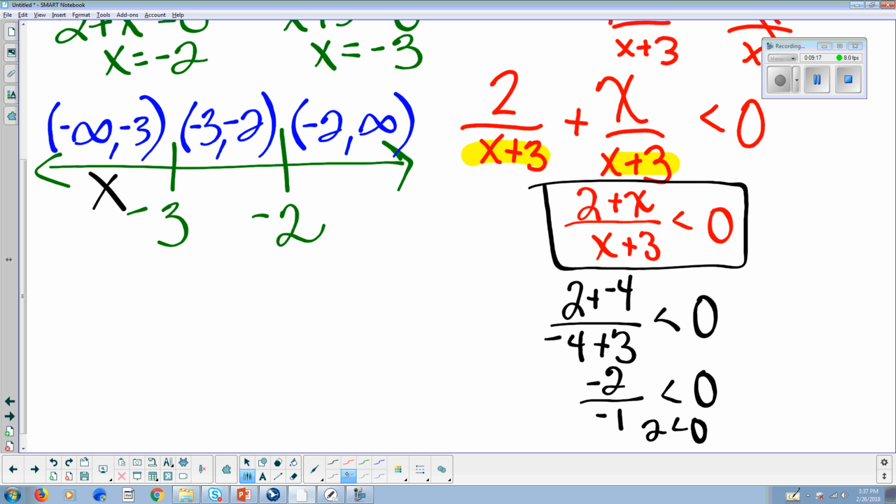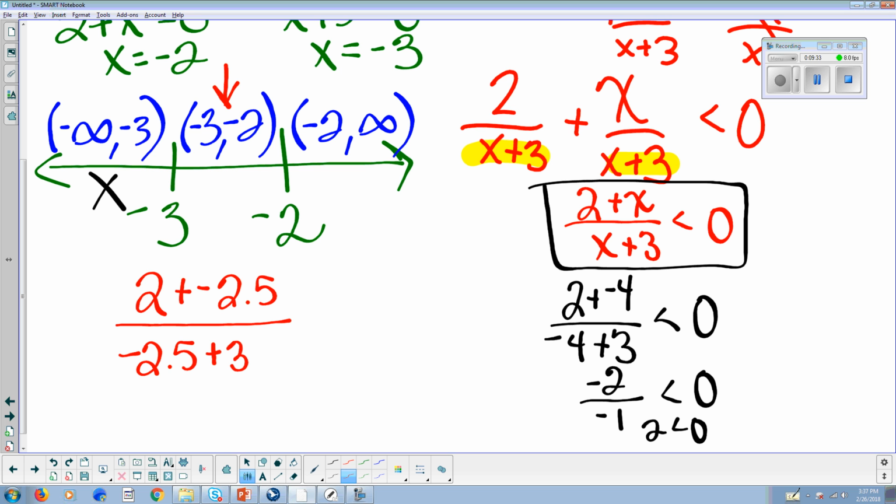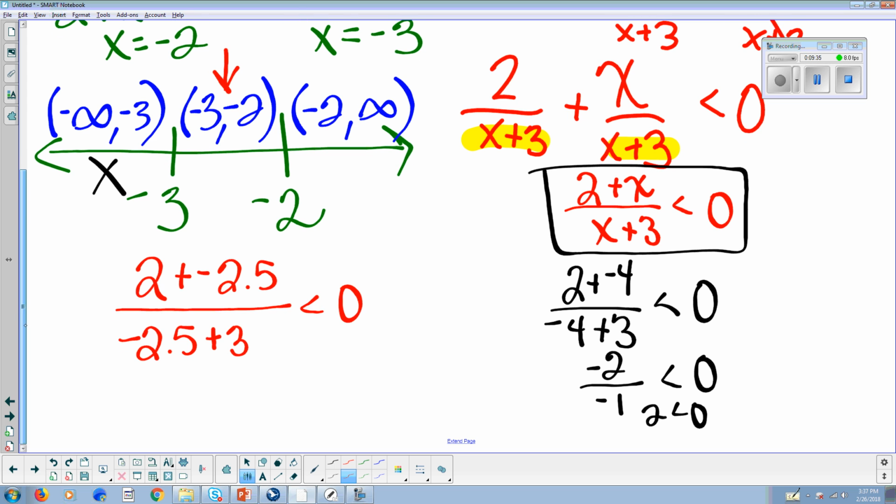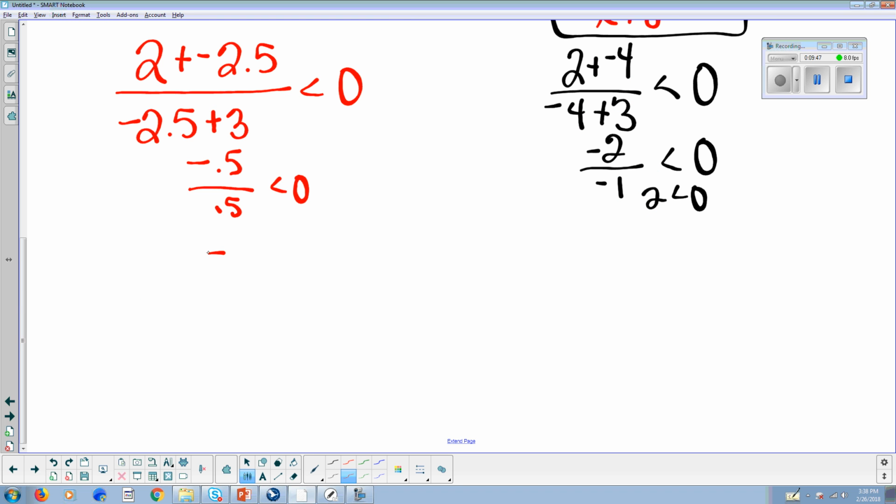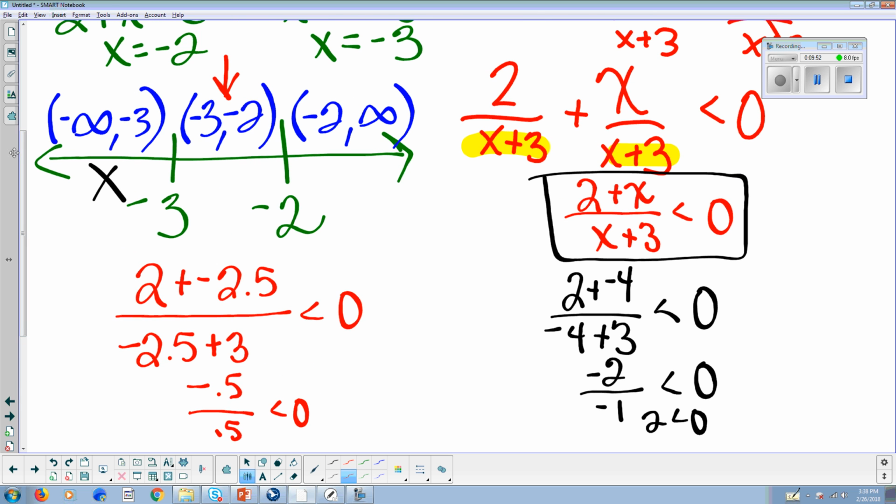Next, choose a number that falls in the second interval between negative 2 and negative 3. How about negative 2.5? So 2 plus negative 2.5 over negative 2.5 plus 3 is less than 0. 2 plus negative 2.5 is negative 0.5, and negative 2.5 plus 3 is positive 0.5. And negative divided by positive gives me negative 1 less than 0. That's true. So I will accept this as part of the solution set.